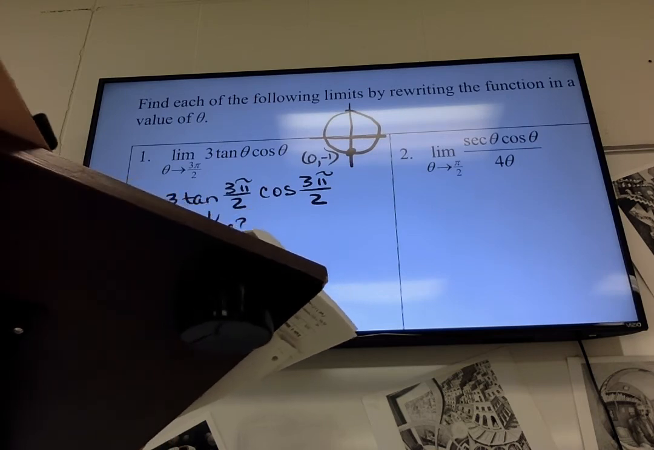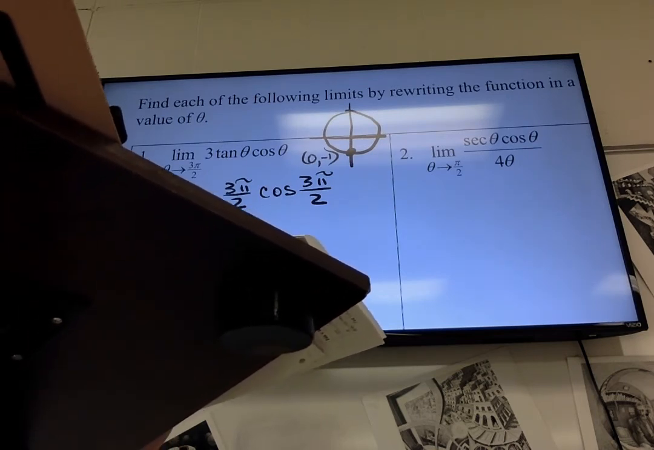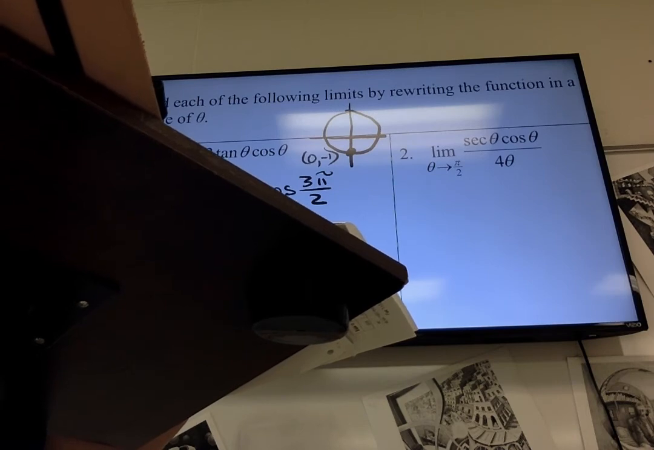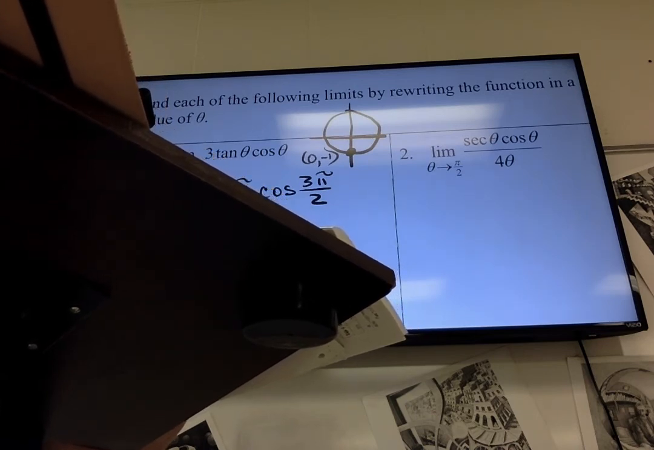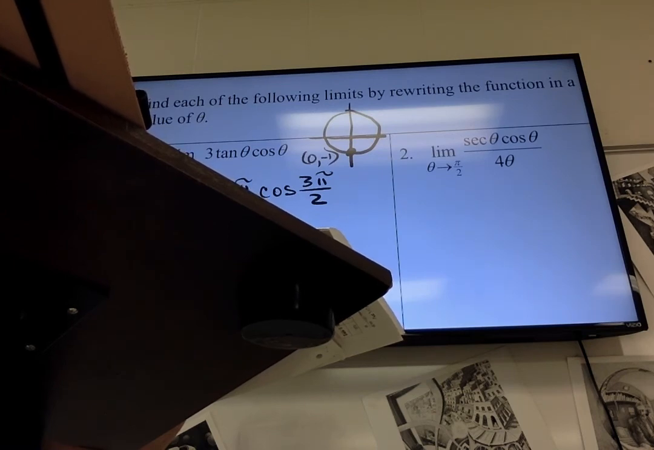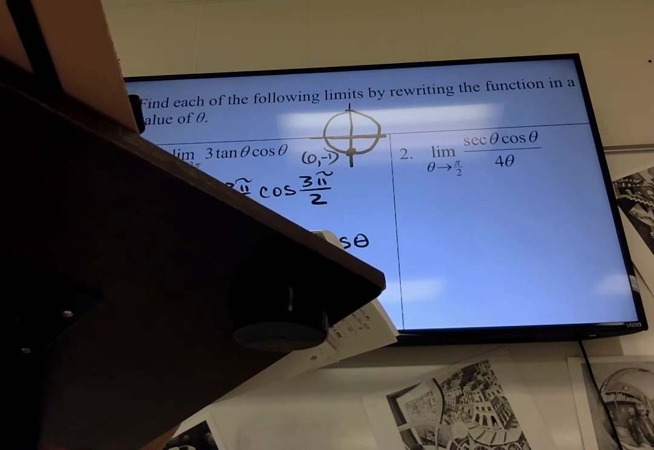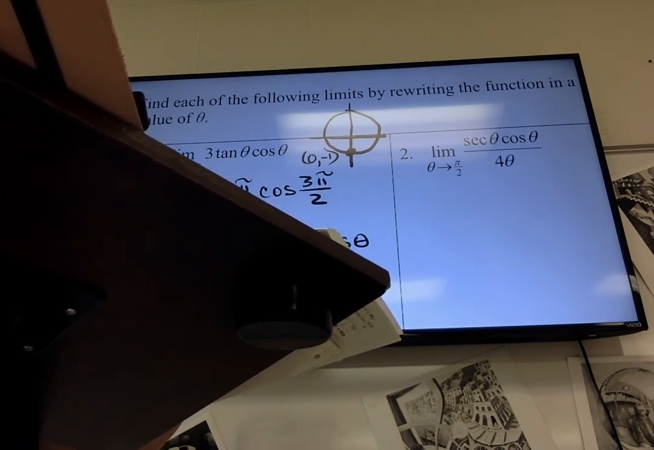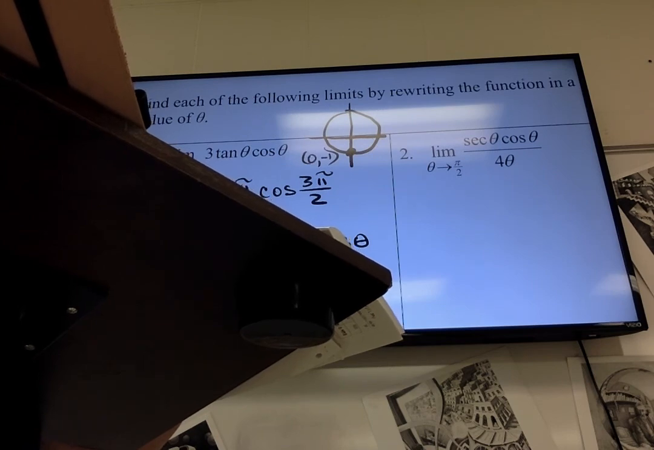Okay. So, how can I rewrite something to make something go away? Turn tangent into sine over cosine. Excellent. Would that cancel out? Yes. So tangent, make it sine over cosine. And it's all multiplication. So you have a cosine on top and a cosine on bottom. Boom, they cancel.